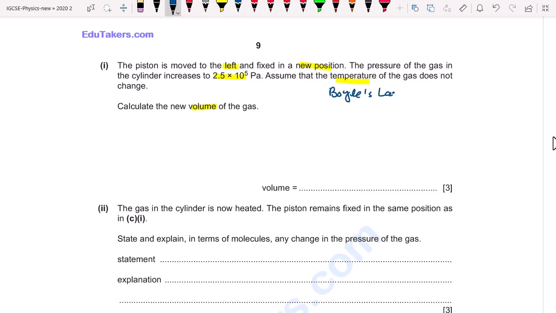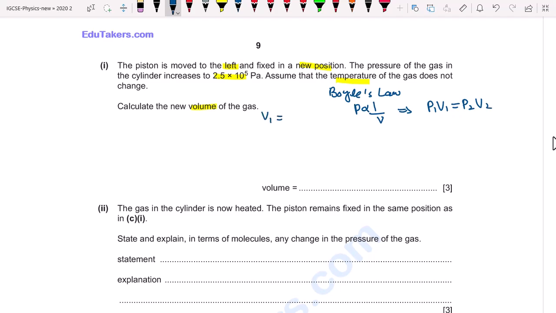According to Boyle's law, when temperature is kept constant, then pressure is inversely proportional to volume. So I write here P is inversely proportional to volume, or P1 V1 is equal to P2 V2.